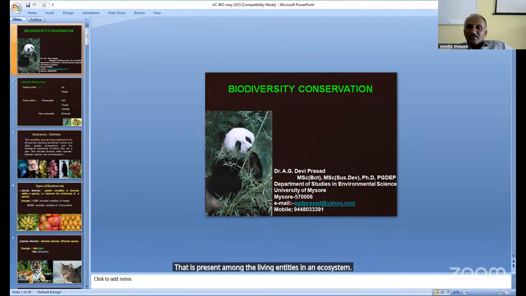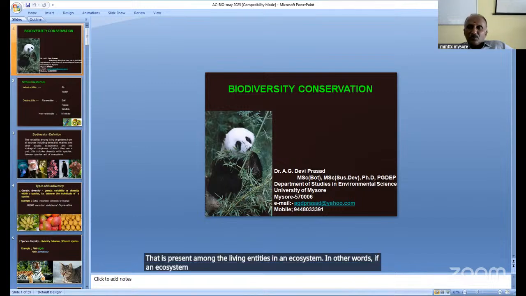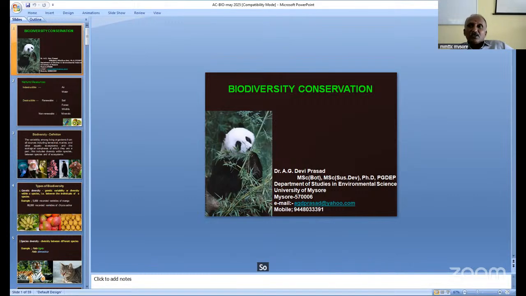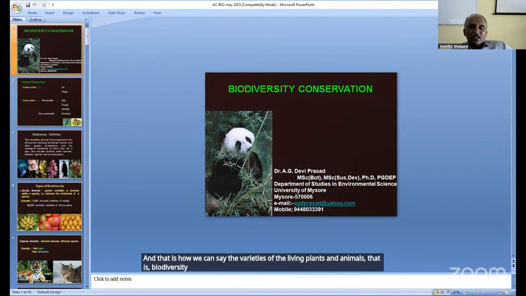In other words, if an ecosystem has to function, if a living entity has to carry out its activities, it must utilize food energy. Food energy has to be produced. And that is how we can say the varieties of living plants and animals, that is biodiversity, form an integral, inseparable component of any ecosystem.